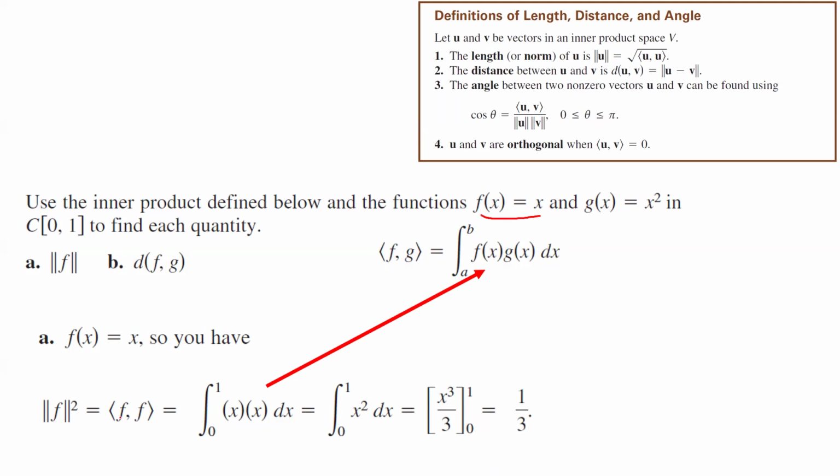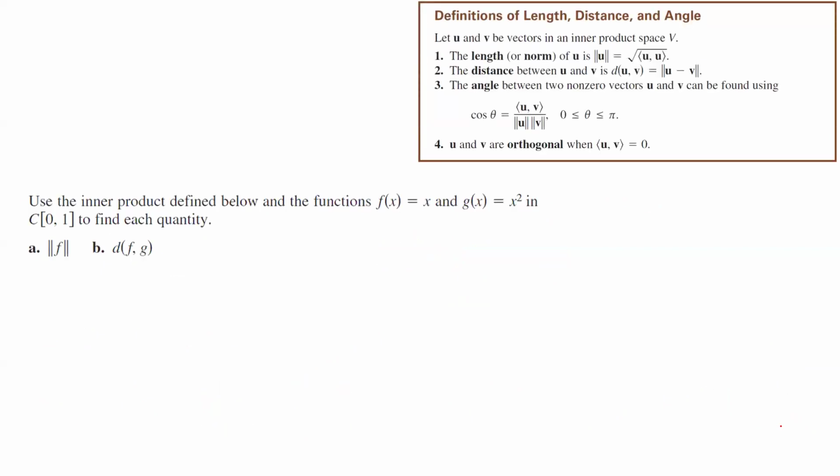But note that this is the magnitude of f to the second power. So the magnitude of f becomes the square root of a third, or 1 divided by the square root of 3. So the length of this function using the inner product is 1 over the square root of 3. Now, let us find the distance between f and g using the inner product given to us.